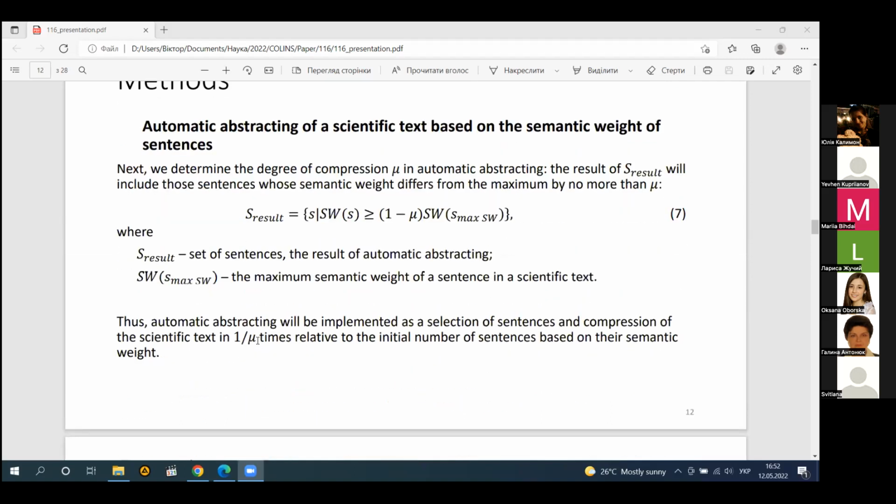Next, we determine the degree of compression mu in automatic abstracting. The result S will include those sentences whose semantic weight differs from the maximum by no more than mu, based on Formula 7. Thus, automatic abstracting will be implemented as a selection of sentences, compressing the scientific text by 1 to mu times relative to the initial number of sentences, based on their semantic weight.